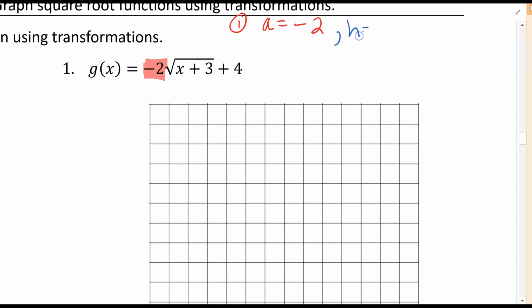My H is always going to be next to the X under the square root, though. It has to be under the square root. And don't forget you have to take the opposite sign. So that H is going to be what?